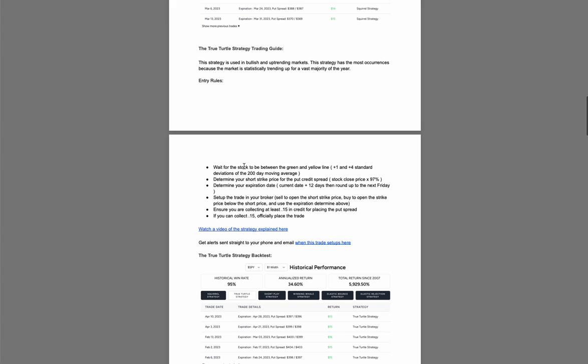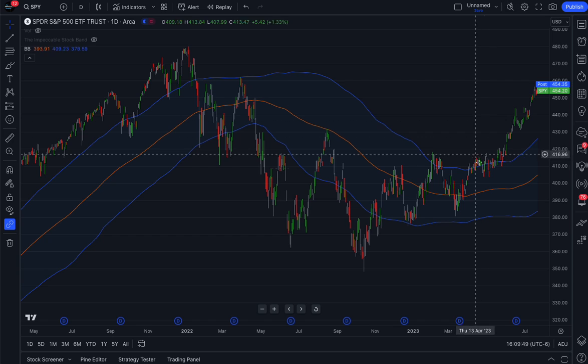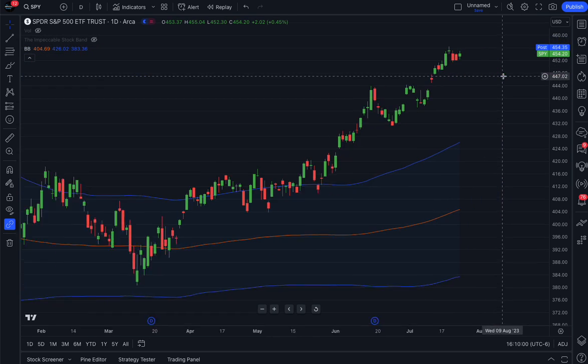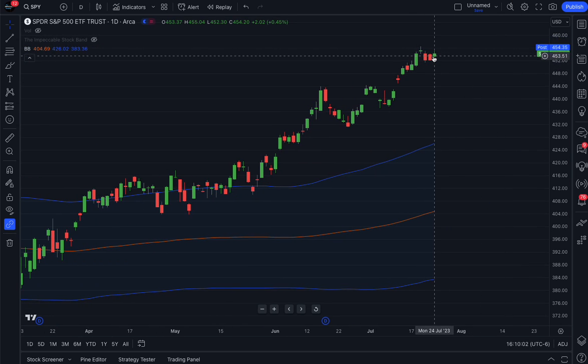What we're going to do is wait for the stock to get above this blue line that we just mentioned right here for reference. This is our best approximation of the moving average deviations here. We're going to create our short strike price, which is 97% of the current stock. So we're above it right now, so we can use this as our approximation.